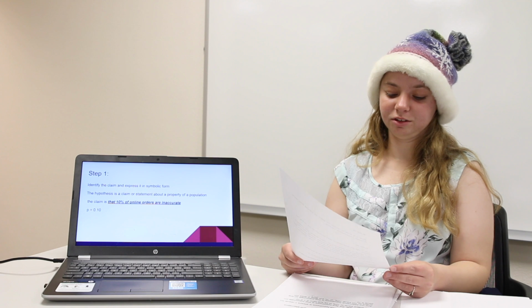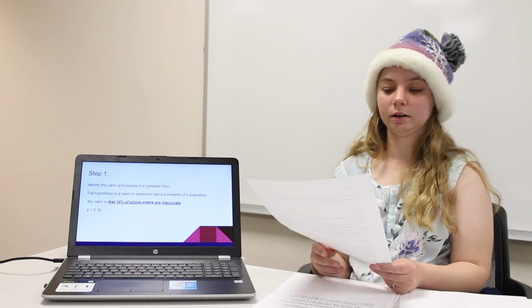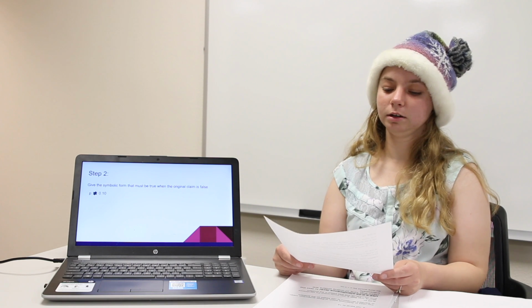Step 1 would be to identify the claim and express it in symbolic form. You should note that the hypothesis is a claim or statement about a property of a population. For our example, the claim is that 10% of online orders are inaccurate. The symbolic form would be p equals 0.10. For step 2, you need to give the symbolic form that must be true when the original claim is false. For our example, since the original claim is p equal to 0.10, it would be that p does not equal 0.10.